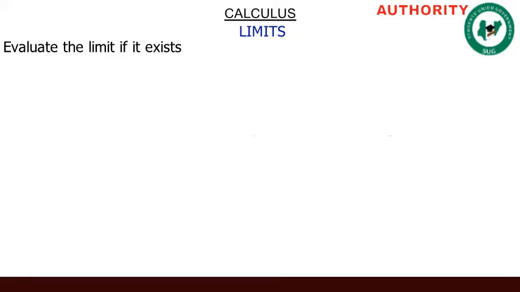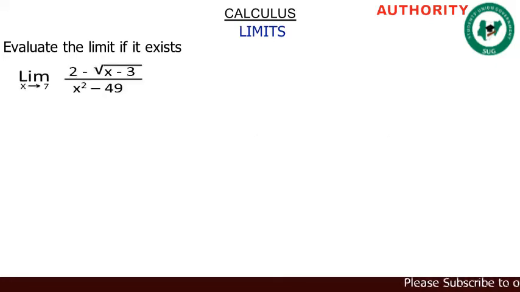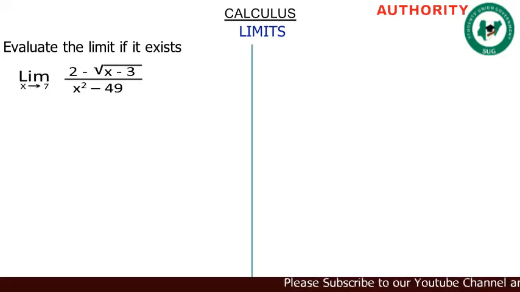We are still solving limits under calculus. Now let's take this question for today. Evaluate the limit if it exists. Lim as x approaches 7 of (2 minus square root of x minus 3) all over x squared minus 49.